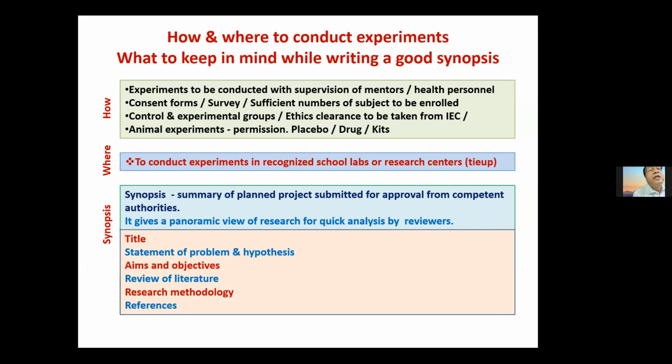But generally, we don't encourage people to do experiments on human beings. First, there are particular phase 1, phase 2, and phase 3 trials, and before that, animal experiments have to be done, with a control and an experimental group. Before starting this, ethical clearance has to be taken from the institutional ethics committee, which is very, very important. Without that, things can go wrong.